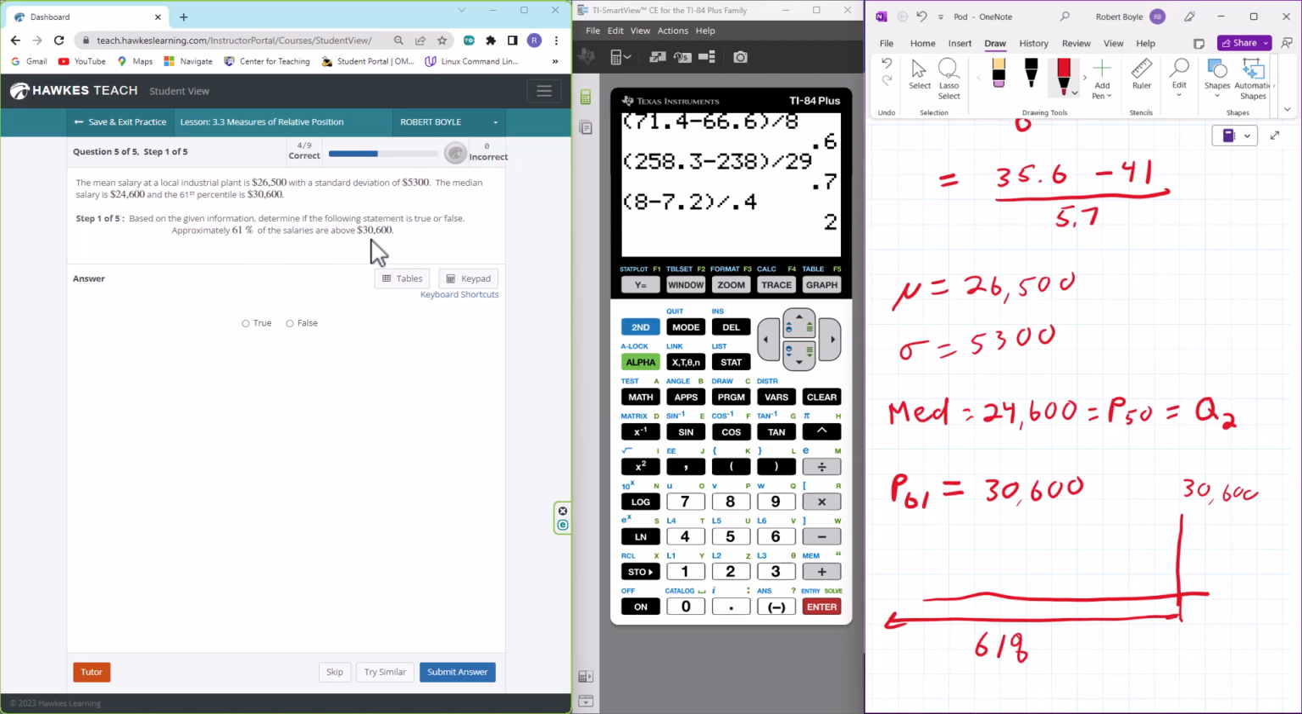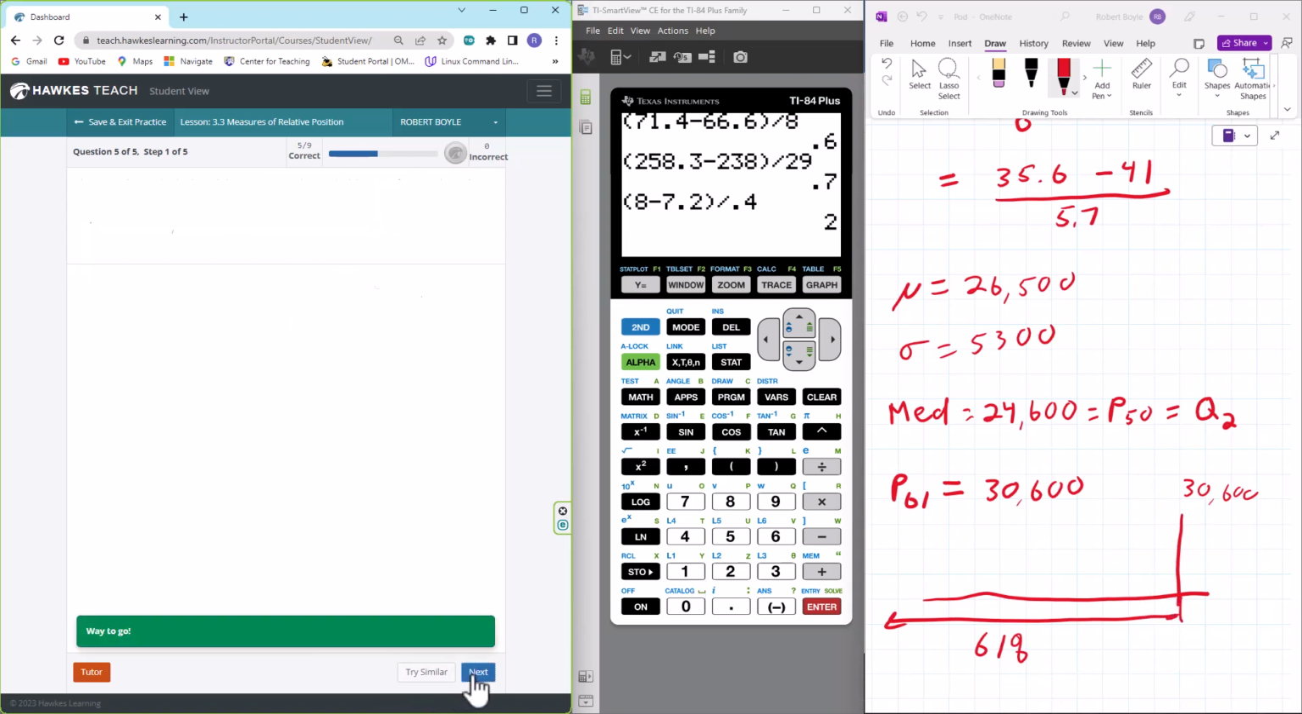That would be false. If this is the 61st percentile, that tells me that 61% of the salaries are going to be below 30,600. So this answer would be false. It would be true to say that approximately 39% of the salaries were above $30,600, but not 61%, because that is how the percentile is defined.